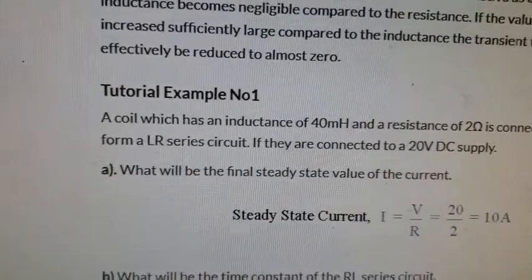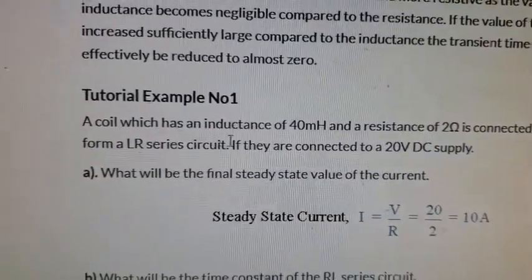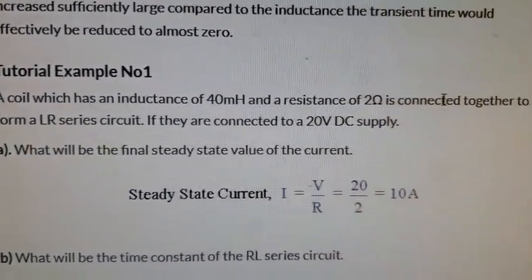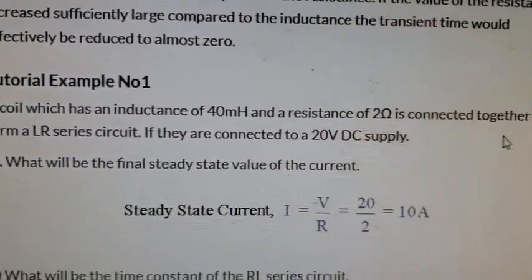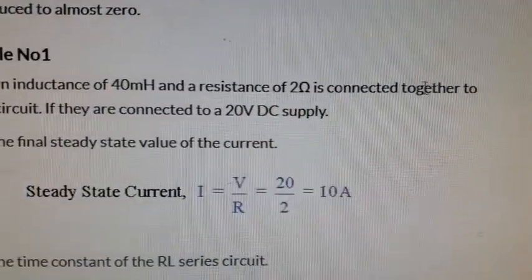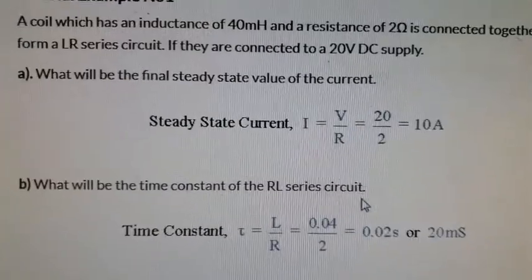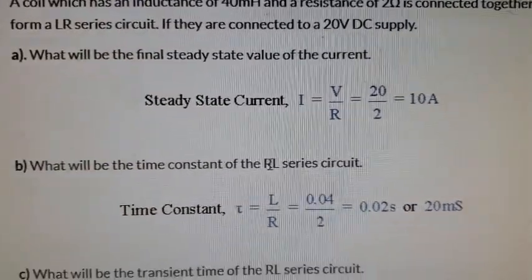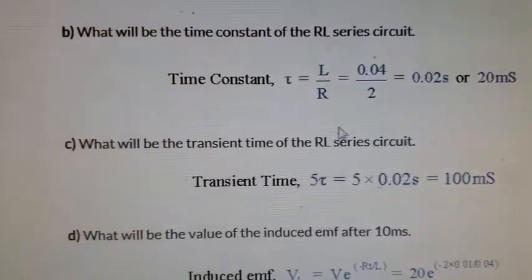So before going to a spreadsheet, we'll look at some of the example problems that they kindly provide. They give a coil with 40 millihenries and a resistance of 2 ohms, connected to an LR series with a 20 volt DC supply. So what's the final steady state current? V over R, 10 amps. What's the time constant? L over R, 20 milliseconds.